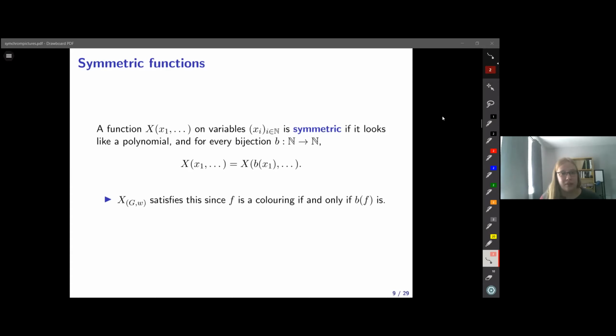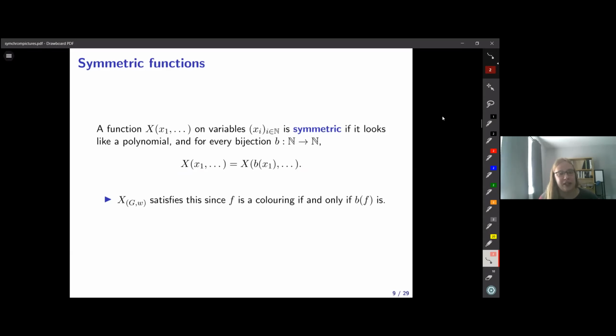So we say a function, and this is just any function on variables that are indexed by natural numbers, is symmetric. And here I use the word formula if it looks like a polynomial. So basically, if it's a formal power series of bounded degree and everything behaves well. And then also for every bijection of the natural numbers, if we plug in the variables in that order instead of the original one, it doesn't make a difference. Right, so it's symmetric because only the multiset of what we plug into it matters, but the order doesn't matter at all.